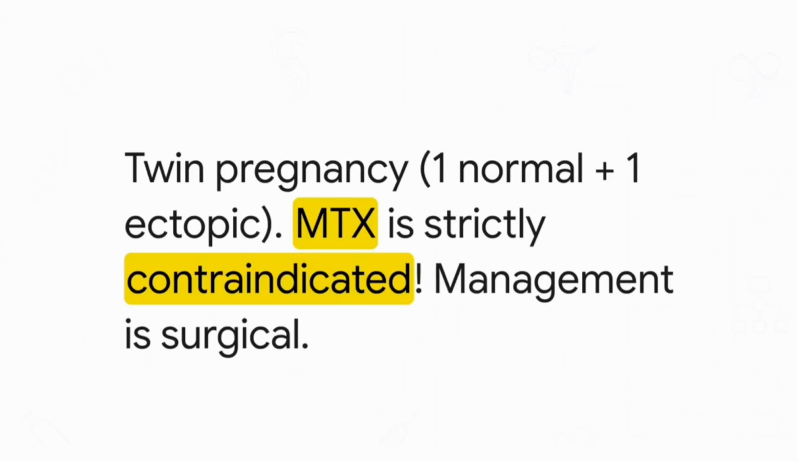We've got one final massive point on special types. Heterotopic pregnancy. This is a twin pregnancy where one baby is normal intrauterine and the other is an ectopic pregnancy. Listen carefully here. This is so important. Methotrexate is strictly contraindicated. Why? Because if you give MTX to kill the ectopic, you're going to fatally harm the normal intrauterine twin. The management here is purely surgical, no exceptions.